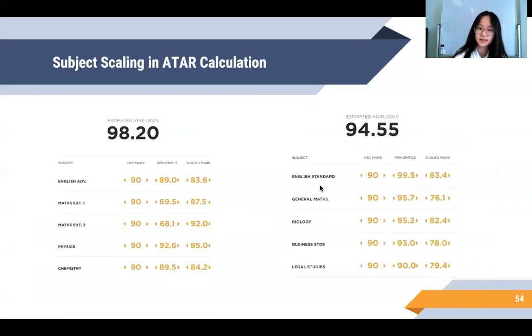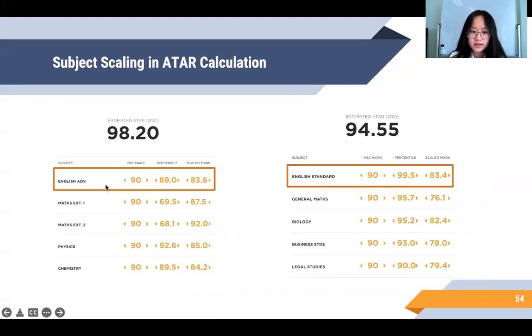Okay, so subject scaling. We have a bunch of subjects here, and everybody got 90. But if we look at English Advanced, a 90 scales down. All subjects scale down, but bad scaling subjects scale down significantly more. Only Extension 2 Maths scales up, and I think Classical Greek, maybe. But anyway, English Advanced 90 gets scaled down to 83.